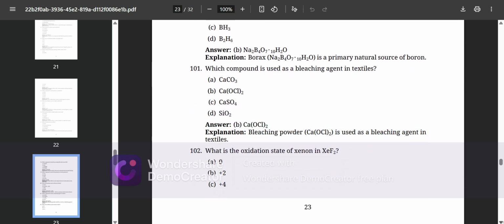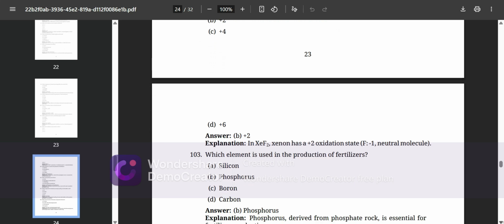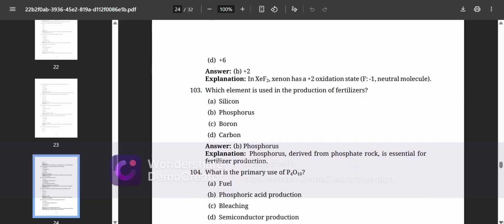Which compound is used as a bleaching agent in textiles? CaOCl2, bleaching powder. CaOCl2 is used as a bleaching agent in textiles. What is the oxidation state of xenon in XeF2? +2. In XeF2, xenon has a +2 oxidation state, with F equal to -1, in a neutral molecule.